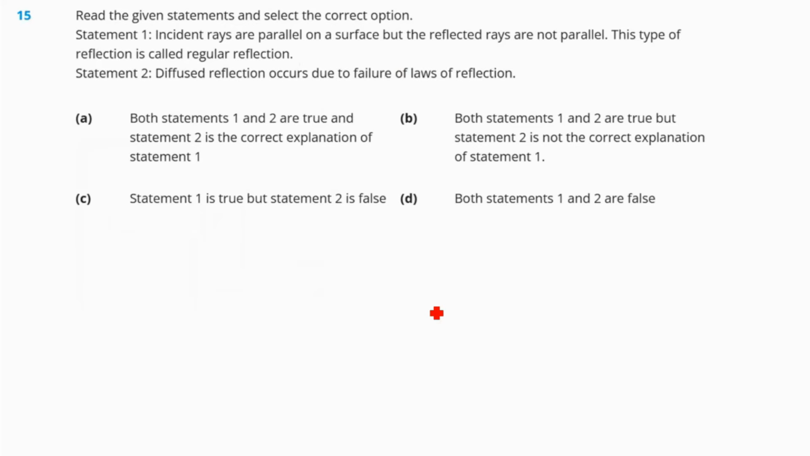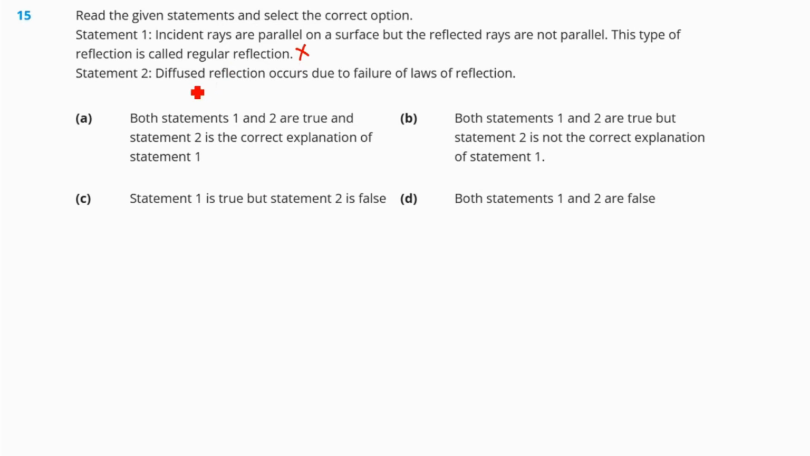Coming to question number 15. Read the given statements and select the correct option. The first statement says, incident rays are parallel on a surface, but the reflected rays are not parallel. This type of reflection is called regular reflection. So we know that when the incident rays are parallel but reflected rays are not parallel, the reflection is a diffuse reflection. It is not a regular reflection because regular reflection occurs for smooth surfaces where both the incident and the reflected rays remain parallel. So this statement is incorrect.